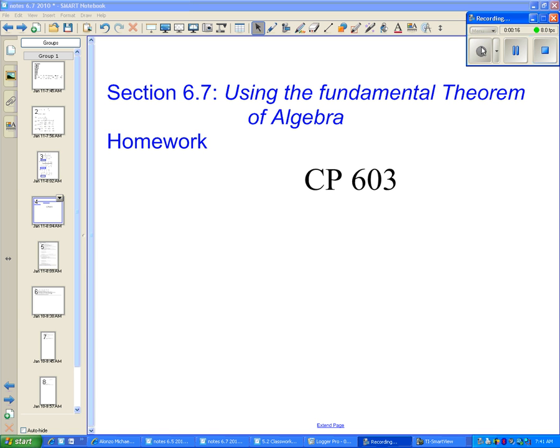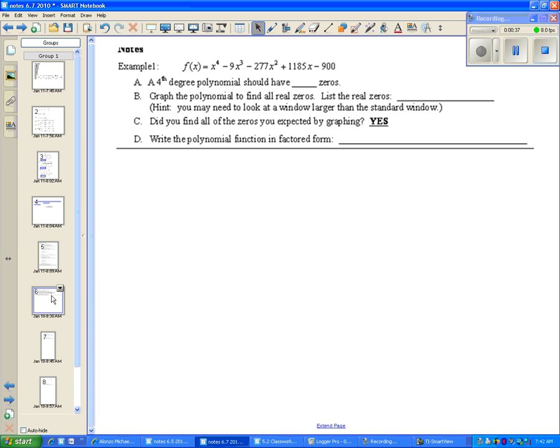This is Chapter 6, Section 7. These notes you can fill out in your course pack, page 603. You also need your calculator. So go ahead and pause the video right now, get out your course pack, page 603, and get out your calculator so that we can use both of these. So pause that, and I will continue.